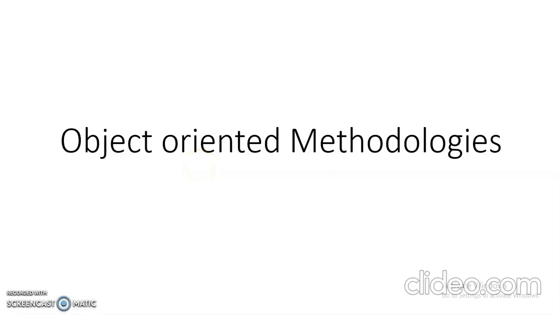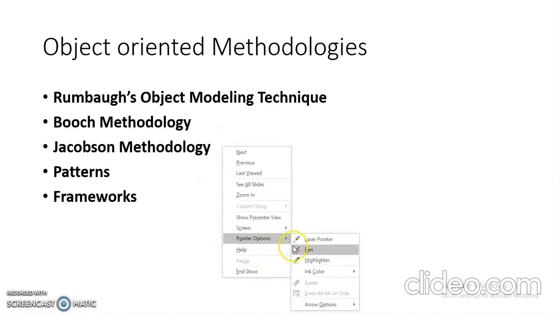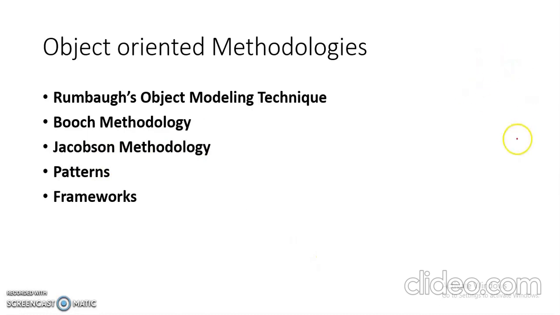Hello all, in this video we are going to see about object-oriented methodologies. There are three methodologies and then two types, patterns as well as frameworks. The three methodologies are Rumbaugh object modeling technique, Booch methodology and Jacobson methodology. Rumbaugh modeling is also known as OMT.